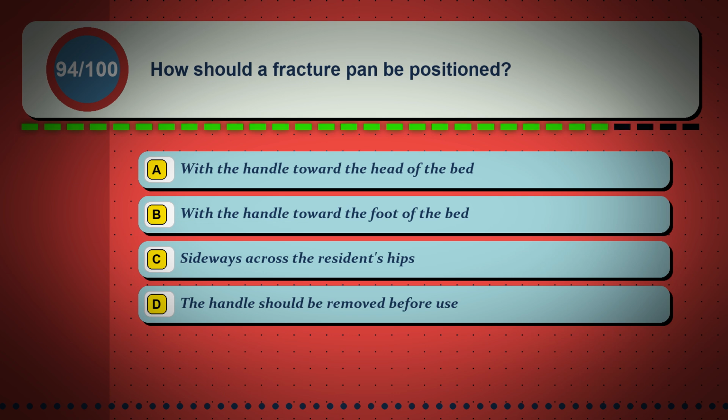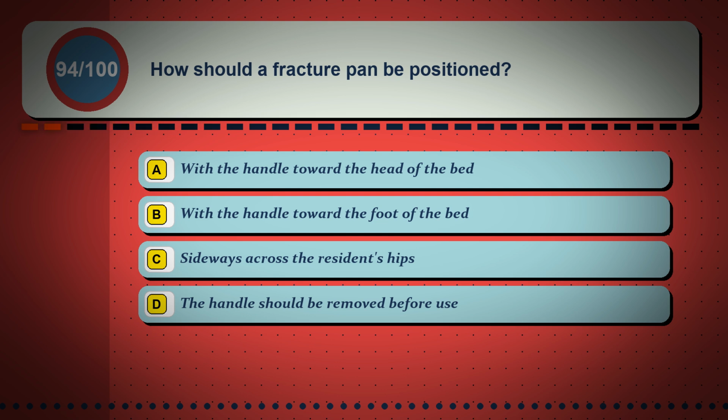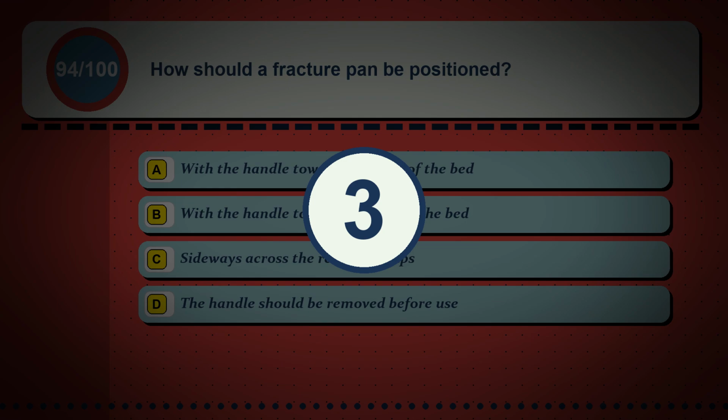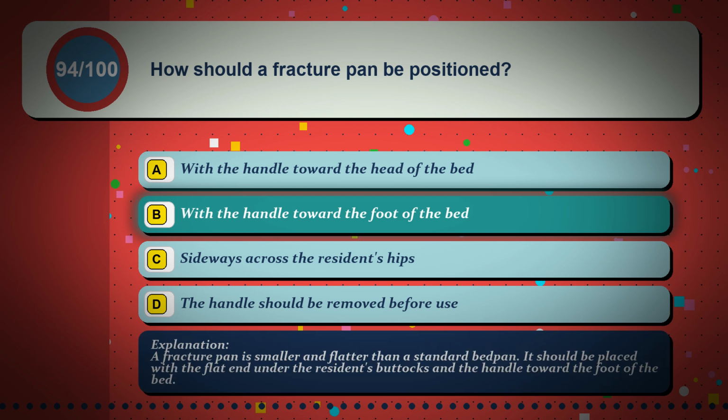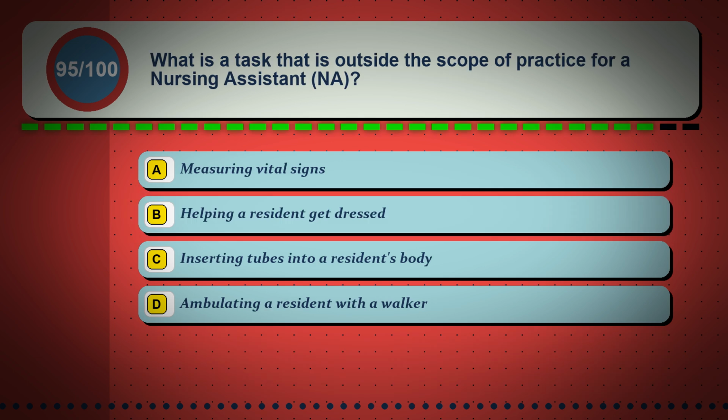How should a fracture pan be positioned? Option A, with the handle toward the head of the bed. Option B, with the handle toward the foot of the bed. Option C, sideways across the resident's hips. Option D, the handle should be removed before use. The correct answer is option B, with the handle toward the foot of the bed. A fracture pan is smaller and flatter than a standard bedpan. It should be placed with the flat end under the resident's buttocks and the handle toward the foot of the bed. Question 95. What is a task that is outside the scope of practice for a nursing assistant?